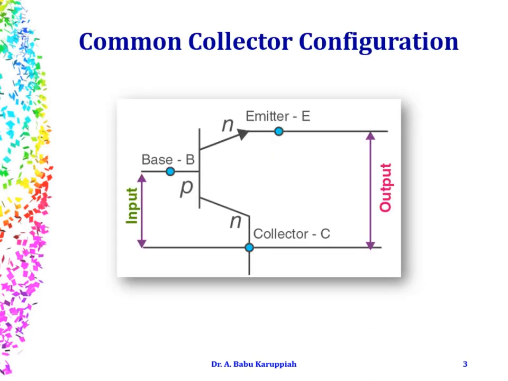So this is how the terminals are arranged in a common collector configuration. The collector terminal forms the common terminal between the base and the emitter. The base collector terminals would form the input side and the emitter collector terminals would form the output side.